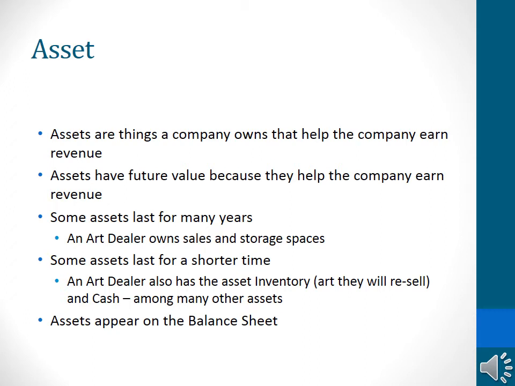Some kinds of assets are expected to last for many years. For example, an art dealer might own a sales and storage space on a main street of a town. Some assets last for a shorter time. For example, the art dealer has the asset called inventory, which is art they're going to resell at their store. The thing all assets have in common is that they have future value. They're not completely used up at the end of the current period. Assets always appear on the balance sheet.